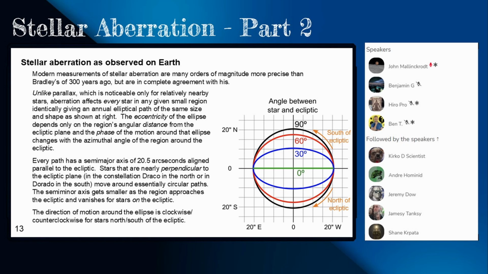And as you get closer to the ecliptic, at 60 degrees, it gets a little squashed in the direction perpendicular to the ecliptic, 30 degrees squashed a little more. And stars that are in the ecliptic plane just move back and forth.